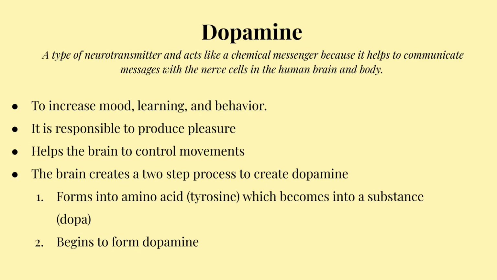Let's get on to dopamine, which is a type of neurotransmitter and acts like a chemical messenger because it helps to communicate messages with the nerve cells in the human body and brain. A few facts about it is that it is here to increase mood, learning, and behavior. It's responsible to produce pleasure. It helps the brain control movements. The brain does create a 2-step process in order to create this. So the first one is it forms into amino acid tyrosine, which becomes into a substance, dopa, and then it begins to form to dopamine.